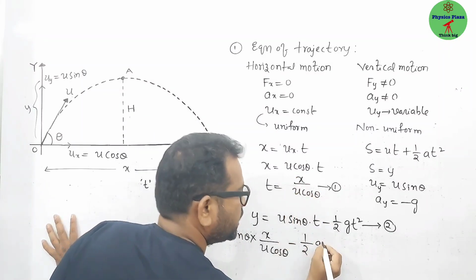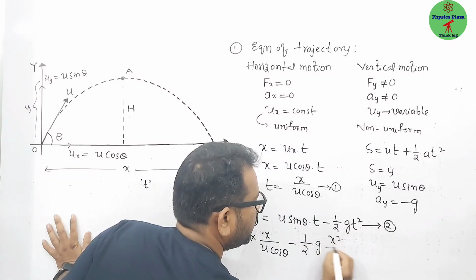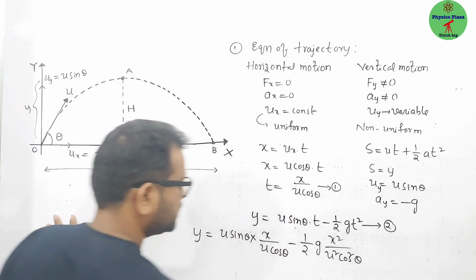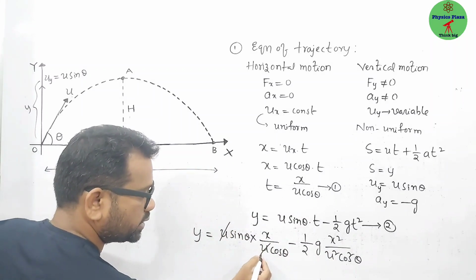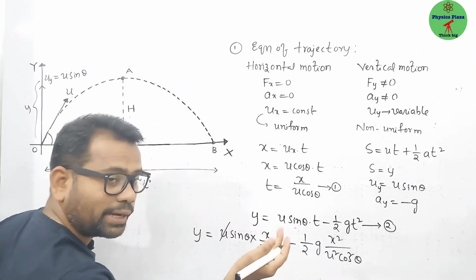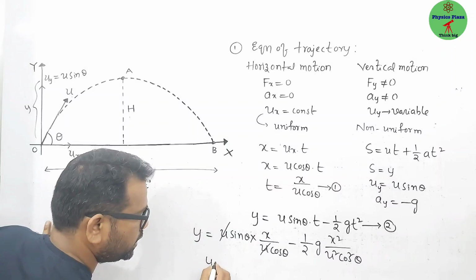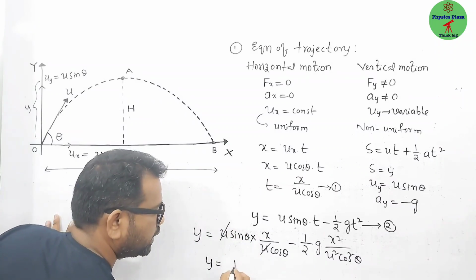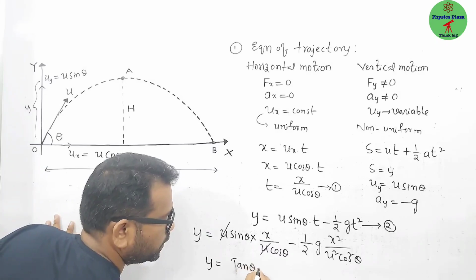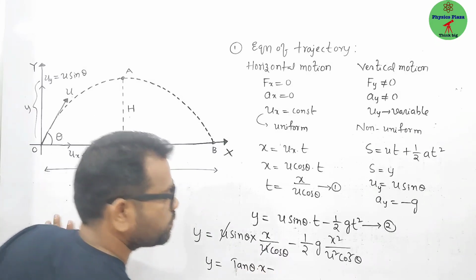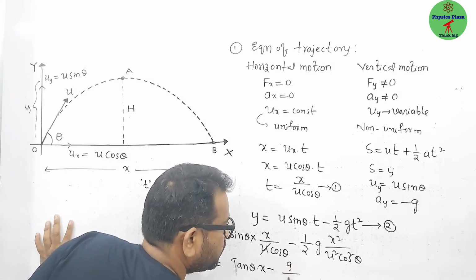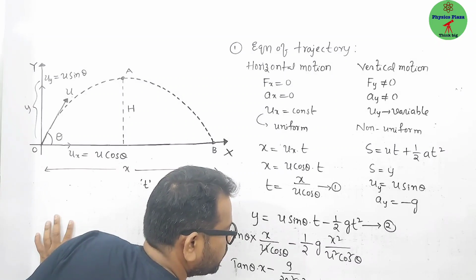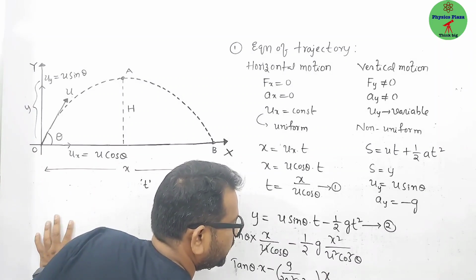So this whole square, right? That is x square by u square cos square theta. Let us simplify this. U cancel. Sin theta by cos theta is tan theta. So here y is equal to tan theta into x minus g by 2u square cos square theta into x square.